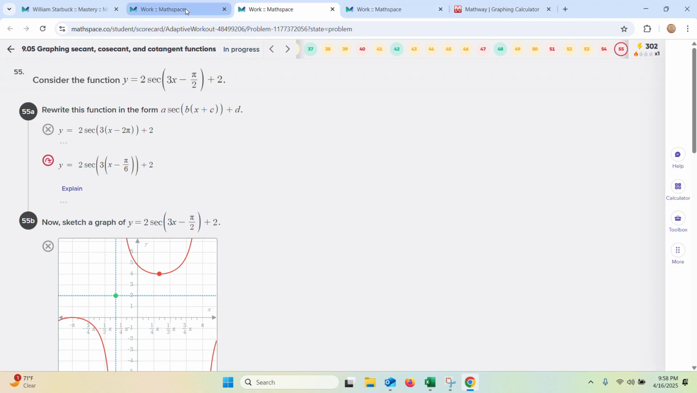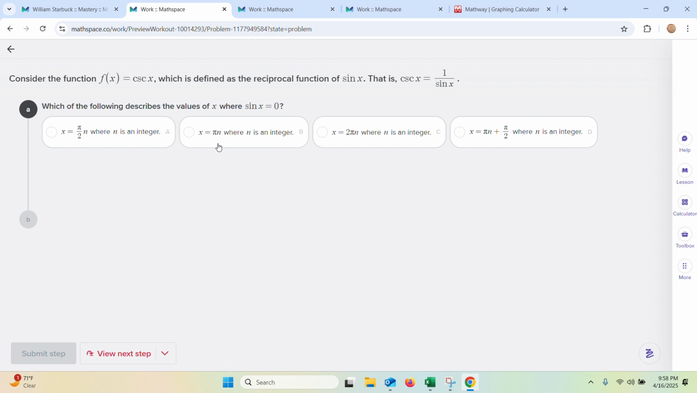Okay, I keep clicking on the wrong one. I apologize. So we're looking for pi. So it's 0 at every pi. It's not pi plus half a pi. It's not 2 pi. It's at every pi. So that's what we're looking for here. Submit this step.